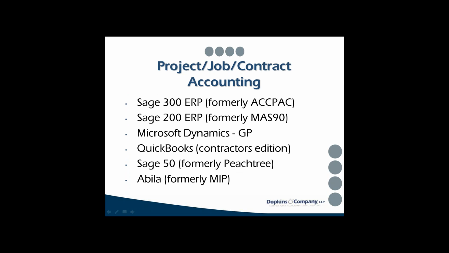If you have any of these products as your accounting system, you can purchase, if you don't already have it, the project job contract accounting module. Sage 2 and 300 have that. Microsoft Dynamics, I believe the module is called Analytical Accounting. Even if you use QuickBooks, if you buy the contractor's edition of QuickBooks, you'll have job costing. If you have Peachtree, you can get the job costing module. If you run Abila, which was formerly called MIP, they call it grants management.